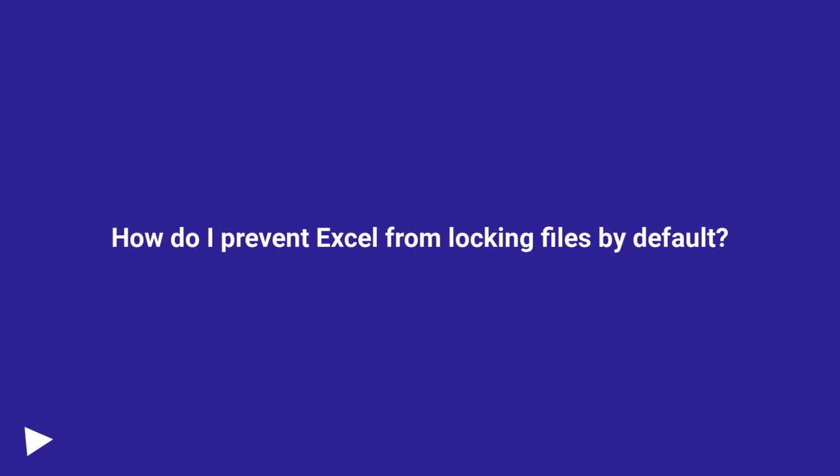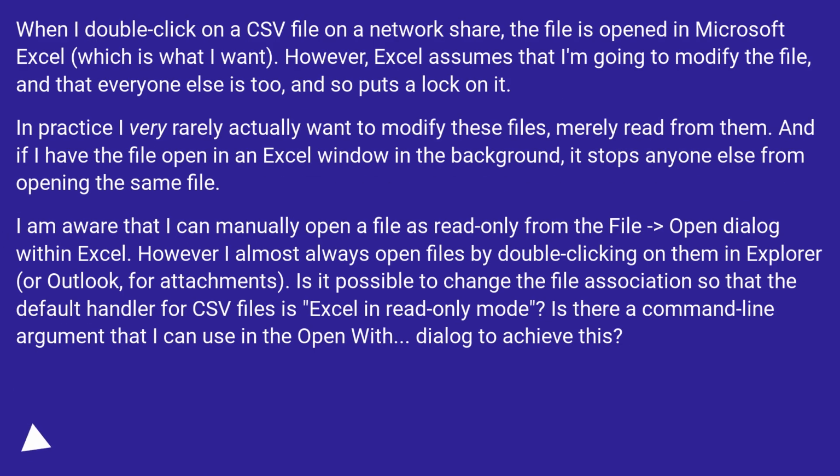How do I prevent Excel from locking files by default? When I double-click on a CSV file on a network share, the file is opened in Microsoft Excel, which is what I want. However, Excel assumes that I'm going to modify the file, and that everyone else is too, and so puts a lock on it.